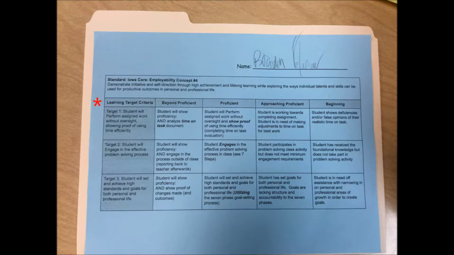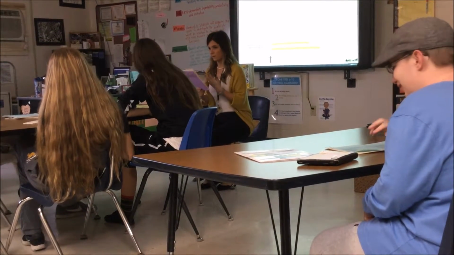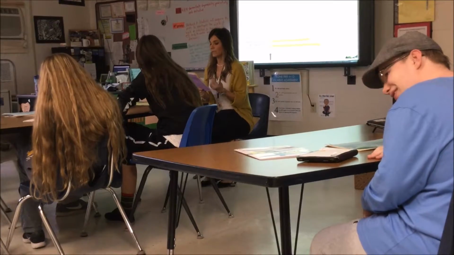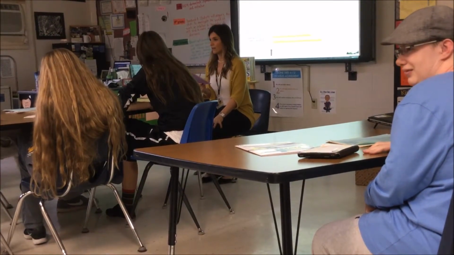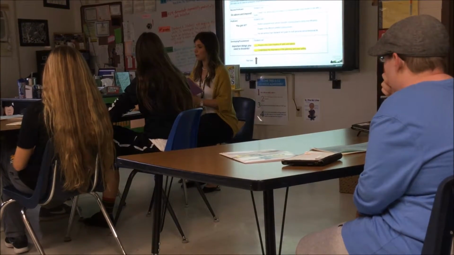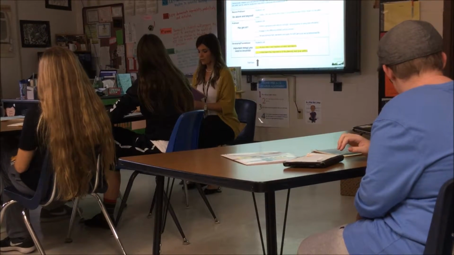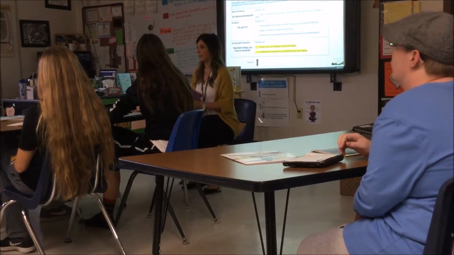Go ahead and look to the proficient category, and it says student will perform assigned work without oversight and show proof of using time efficiently. How are you going to do this? You are going to do an assignment for me, and you are going to complete a time on task evaluation. But that's how you're going to show me that. You're going to show proof of using time efficiently based on that time on task. If you go beyond proficient in that one, you're going to analyze your time on task document.